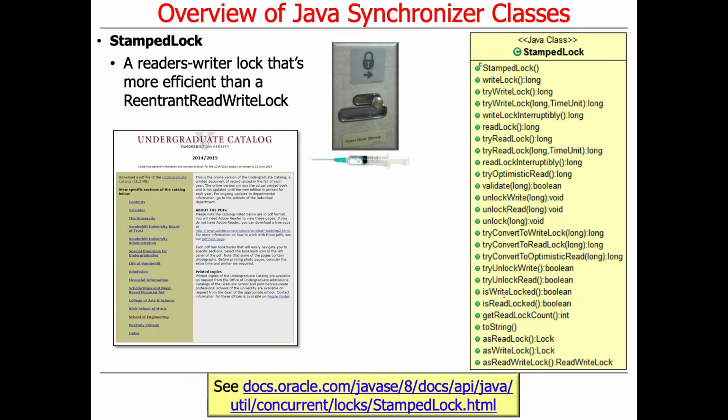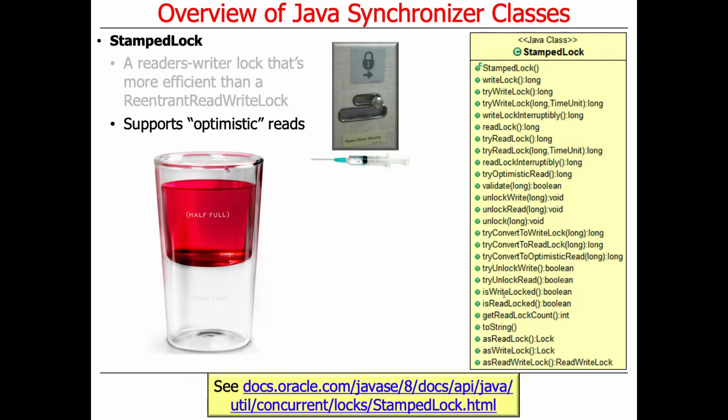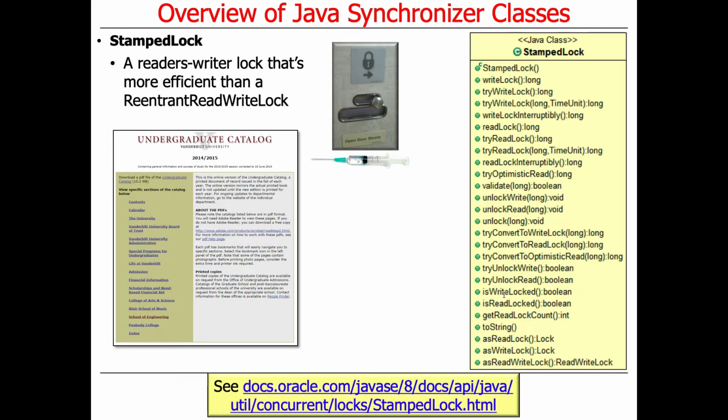StampedLock doesn't have as many features as Reentrant read-write-lock, but the virtue is it's really fast. And so it's typically much, much faster than using a Reentrant read-write-lock. And one of the cool things it supports is the concept of so-called optimistic reads. And an optimistic read is used in situations where you need to protect your data structures from simultaneous access, but most of the time, no one will be writing. So that's, again, kind of like the example we gave with the undergraduate catalog here at Vanderbilt. Most of the time, there's no writers, there's just readers.